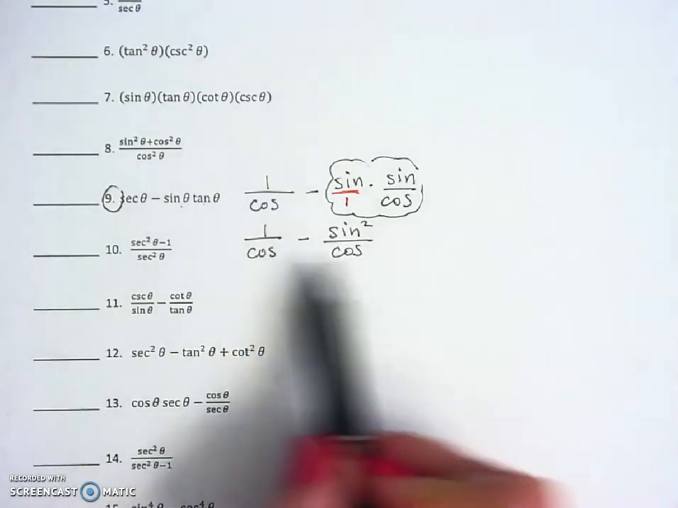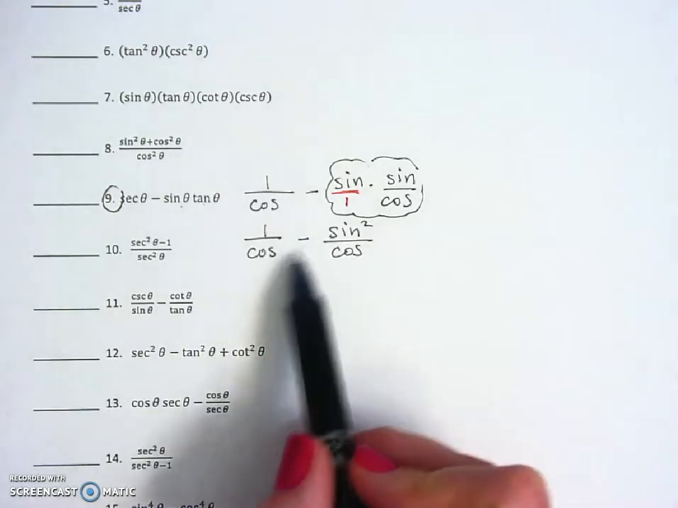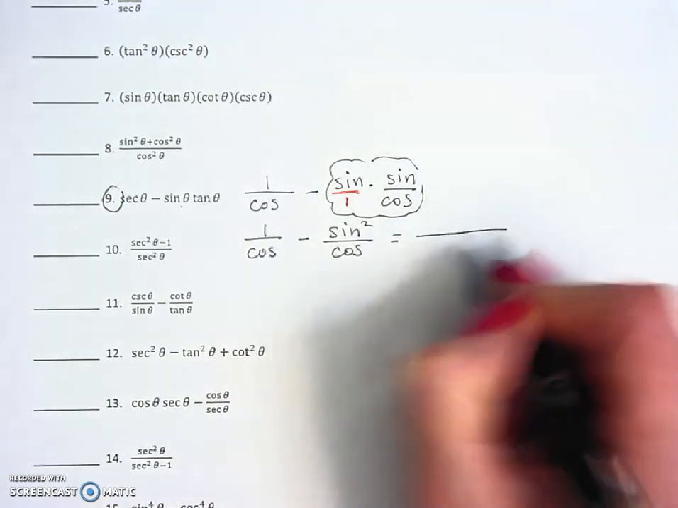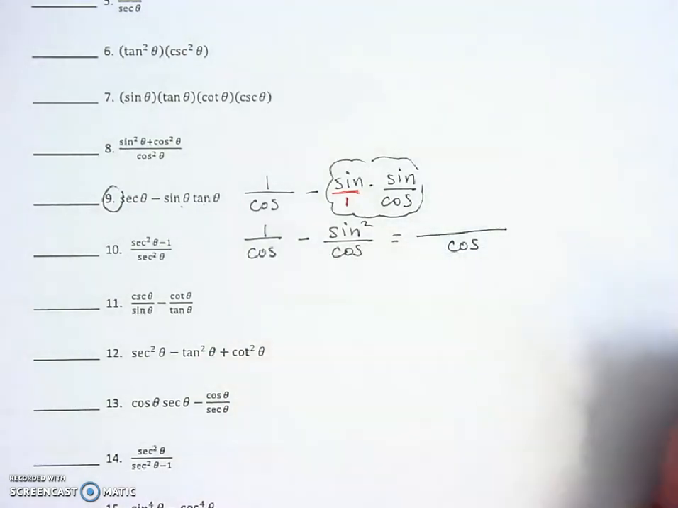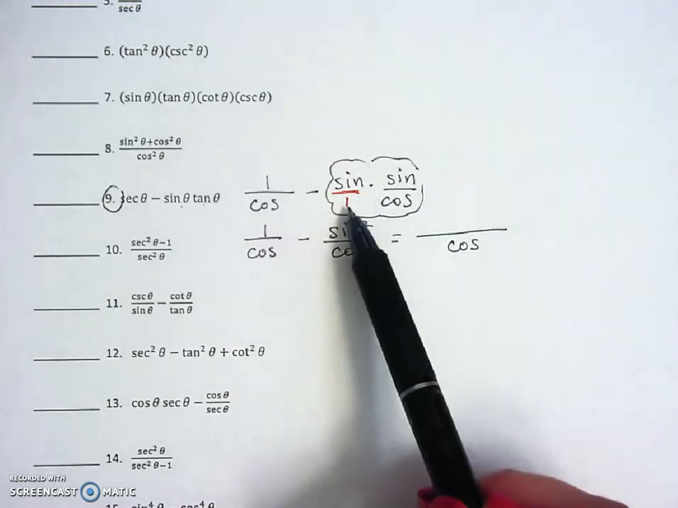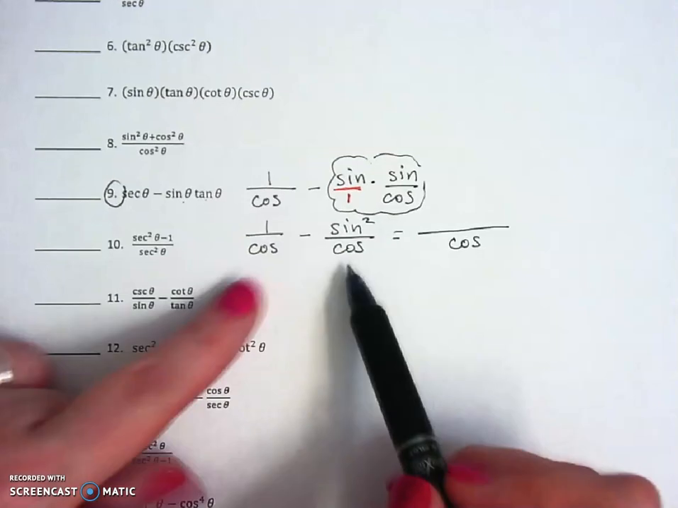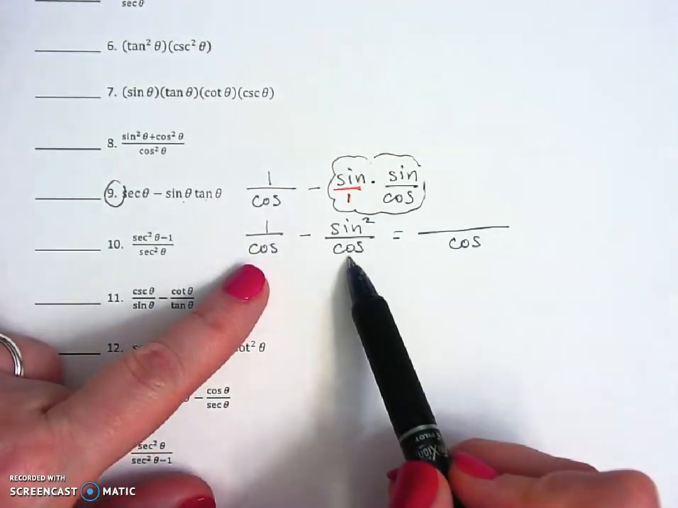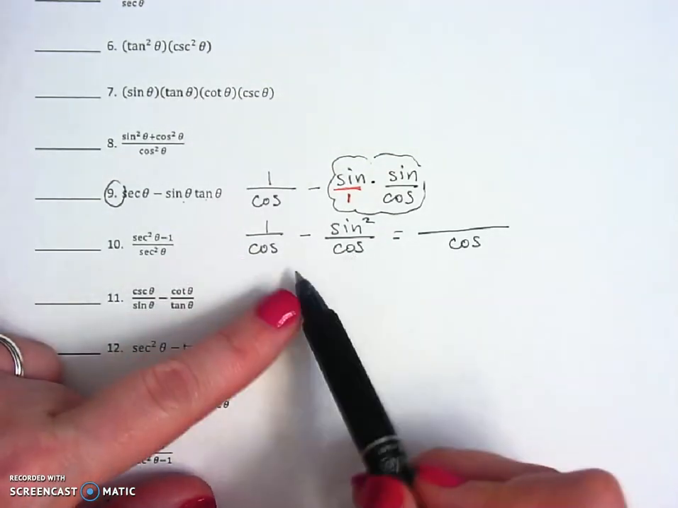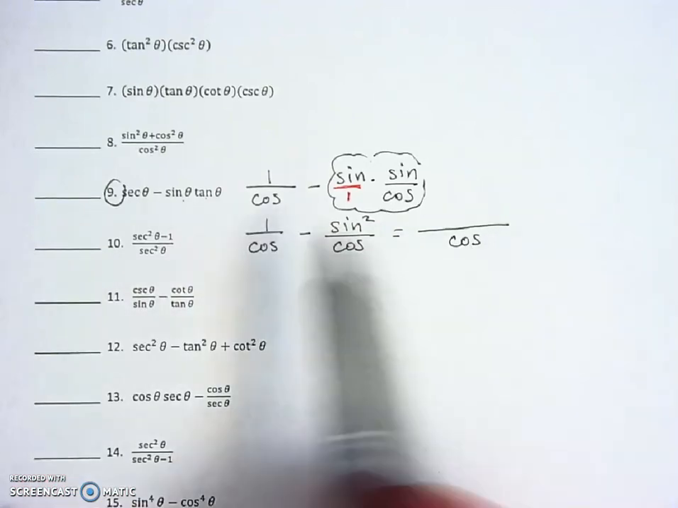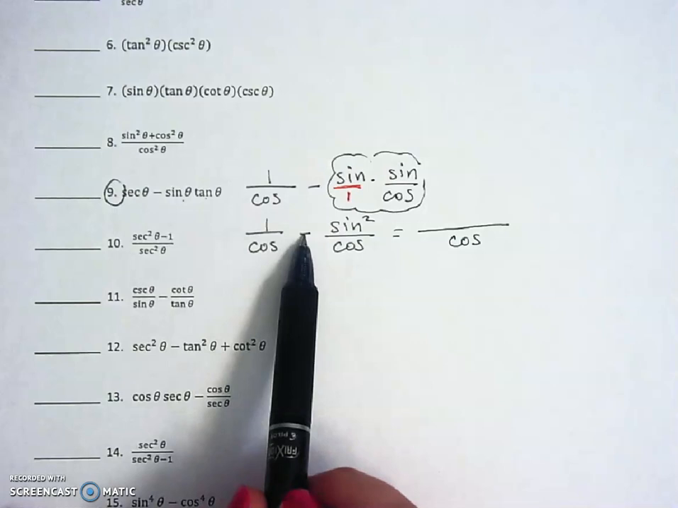All right, so now I have two fractions being subtracted, and they already have a common denominator. So what I'm going to do is combine them into one fraction with that denominator. Now notice when I was multiplying, I multiplied the denominators, but when you're adding or subtracting, you're not. So if the denominator is the same and you're combining these into one fraction, you just keep that denominator. And then combine the numerators. 1 minus sine squared.